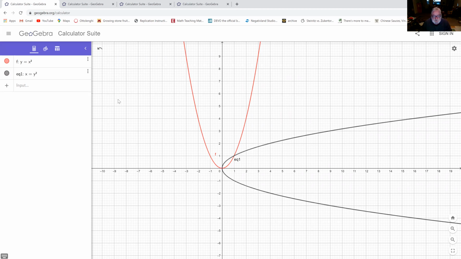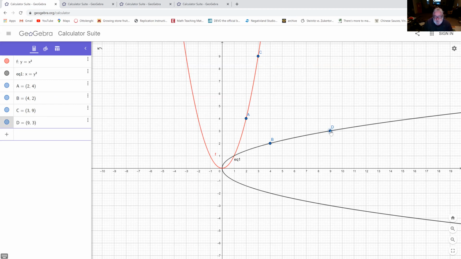So what does that do to points on the graph? If we think about points on the red graph, (2, 4), for example, 2 squared equals 4, that gives me this point. If I switch the x and the y, that gives me the point (4, 2). That gives me a point on the black graph. If I pick the point, say (3, 9), that gives me that point C up there, (3, 9) on the red graph. If I switch the x and the y, I get a point on the black graph.